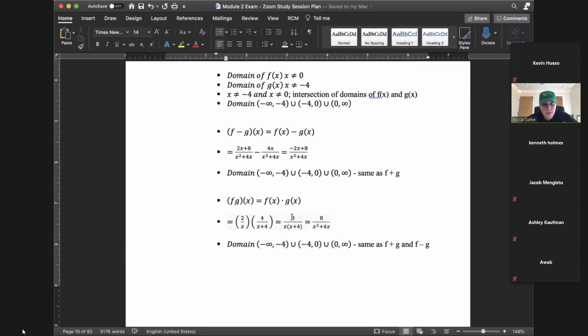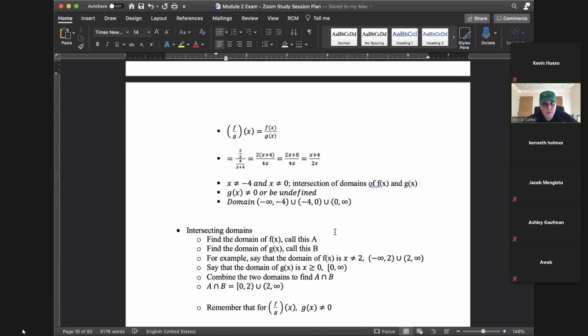So then we have f times g of x. So now we're just going to multiply f of x times g of x. So we can just do this by multiplying across, because when we're multiplying fractions, you multiply the numerators together and you multiply the denominators together. So you get 2 times 4 is 8, x times x plus 4. Then you've got 8 over x squared plus 4x. The domain is still the same thing because we've still got this in the denominator here.